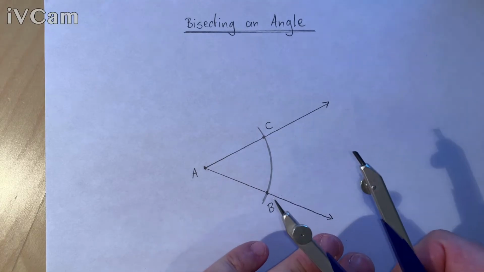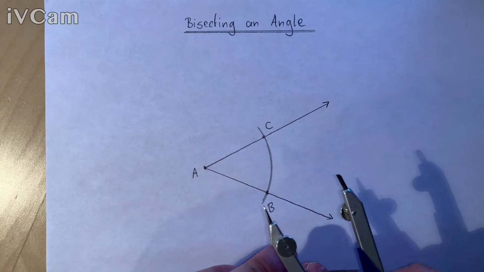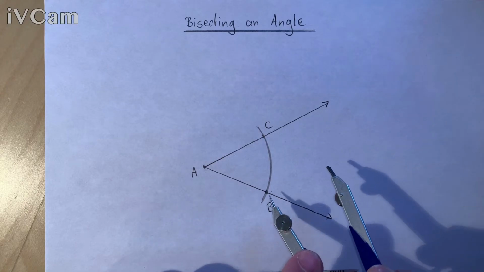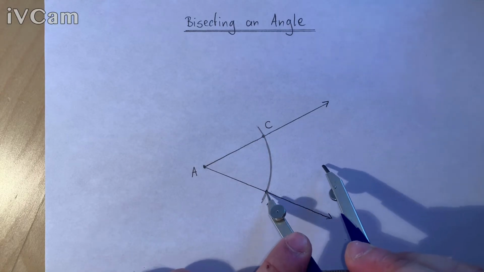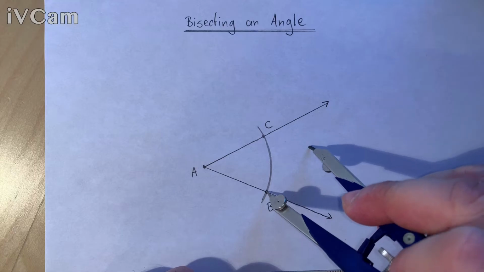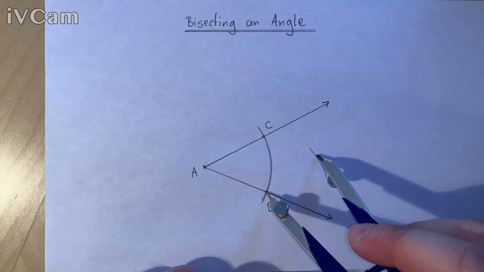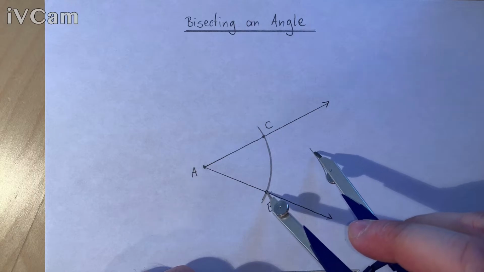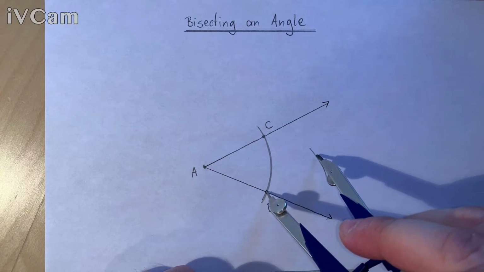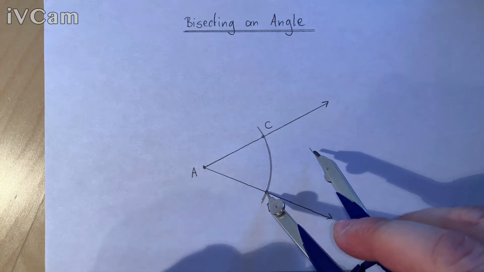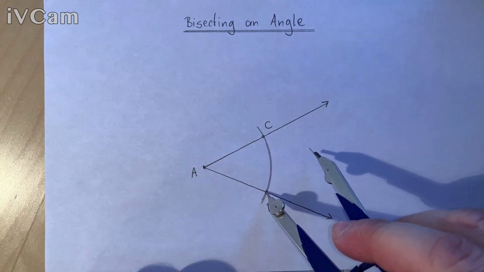Now, what we want to do next is to select another width, or we can even keep the same width, it doesn't really matter. But let's say we pick this particular radius here on the compass. We want to put the compass on B, and we want to draw an arc in the center here, okay? So the arc has to be big enough that we can draw it approximately where we think there's going to be the angle bisector located.